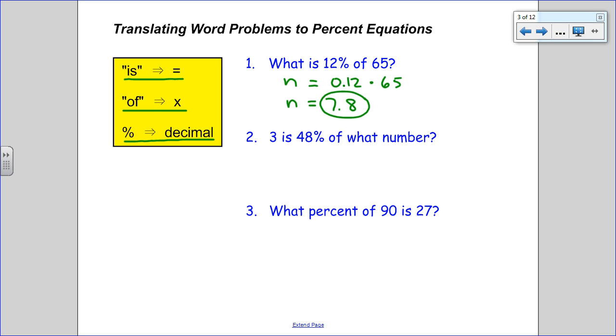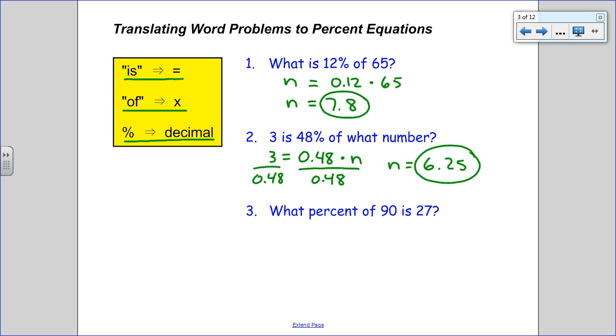Let's look at the second problem. 3 is 48% of what number? In this case, we see that is again translates to the equal sign. 48% would be 0.48. Of indicates multiplication. And what number would be our unknown, our variable? So we have 3 equals 0.48 times n. In this case, to find n, we need to solve the equation by dividing both sides by 0.48. And if we do that, we obtain the answer 6.25.